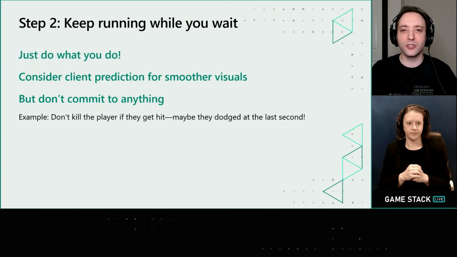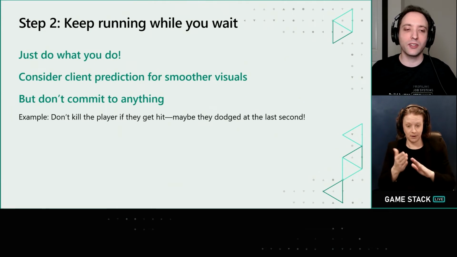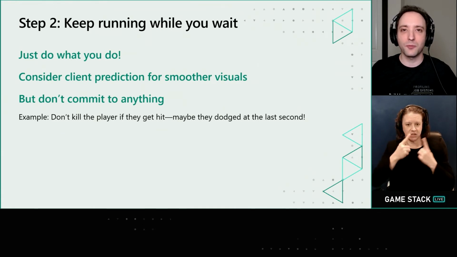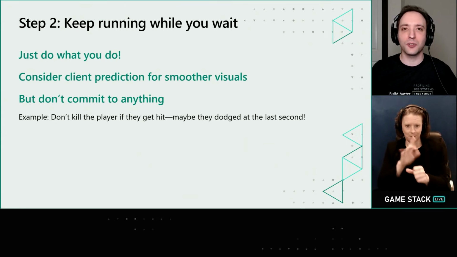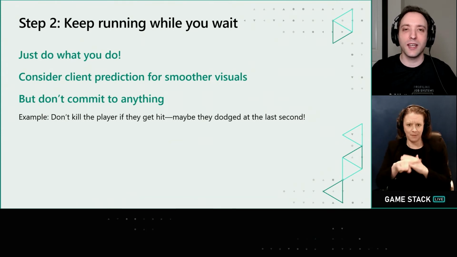Next up, what we have to do is keep the game running while we wait for input. So that's to say, just do what you do. Keep running animations, enemies, and so forth. And to make it look better, maybe even consider client prediction of the player to keep the visuals smooth. But the important thing here is don't commit to anything. So for example, if the player gets hit, don't kill them, because maybe it will turn out that they actually moved out of the way at the last second.